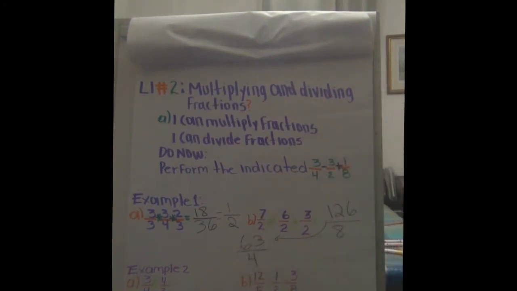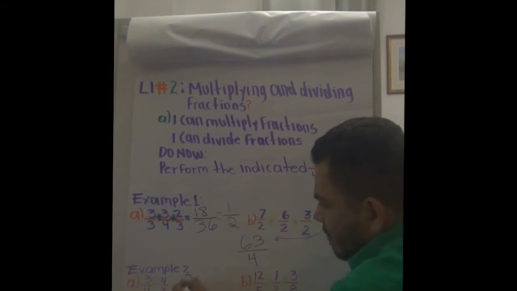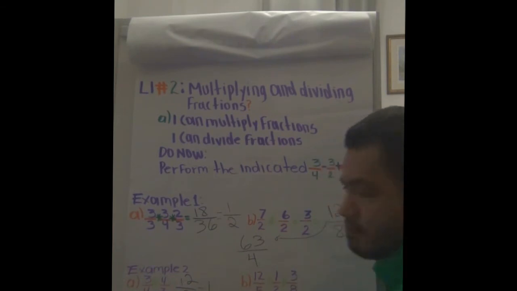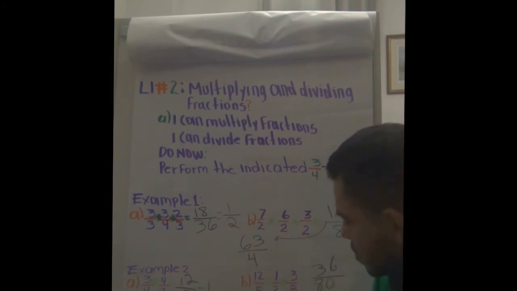Alright, so 6304, and now let's go to example number 2, which is easy. 3 times 4 is 12, 4 times 3 is 12, 12 divided by 12 is 1, and that's it. How about this one? 12 times 1 is 12, times 3 is 36, 5 times 2 is 10, times 8 is 80. I am not going to reduce it for you. You can reduce it yourself. You already know how to. I'm not teaching you how to reduce fractions. I'm teaching you how to multiply and divide fractions. So that's how you multiply fractions.